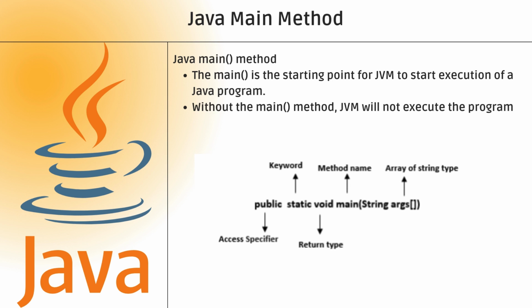Suppose you have written one program, JVM will first find where the main method is, and if it finds the main method, it will start executing from that point. In that way, your program will start executing from the main method. Okay, so here is the syntax that we have for the main method. It's public static void main, inside brackets String array args, and the curly braces. So let's see what is meant by public static void main String array args.